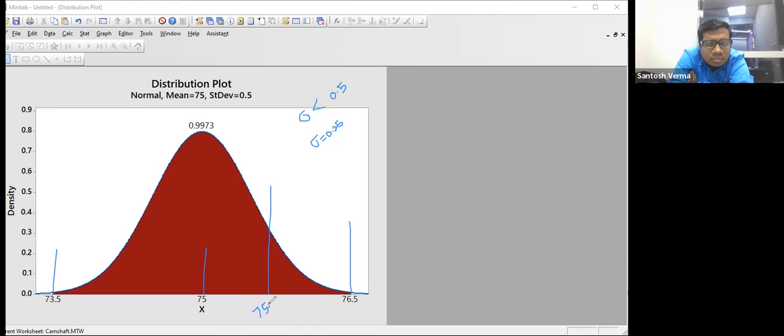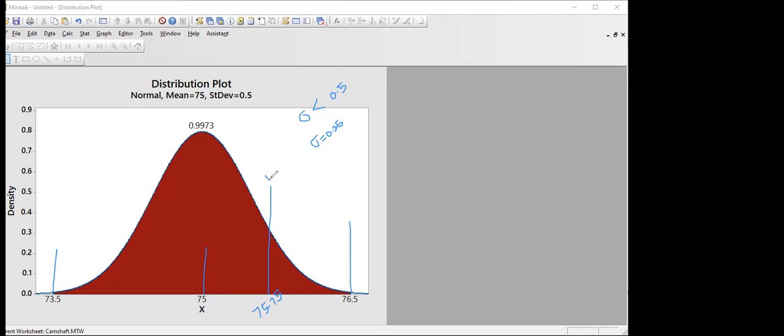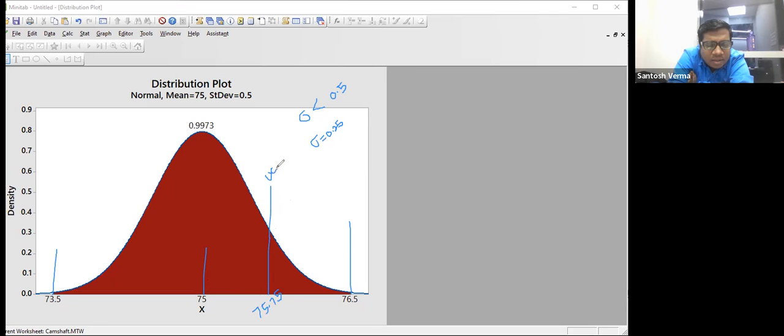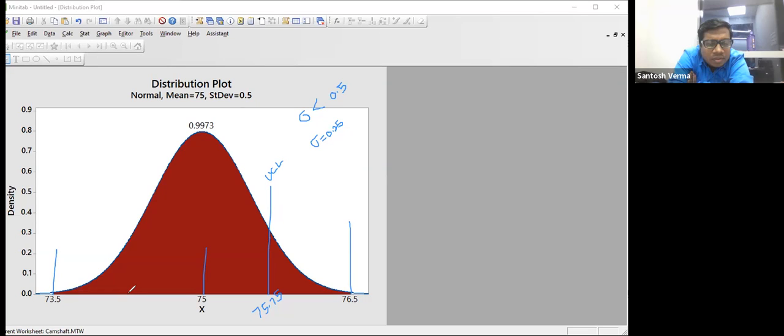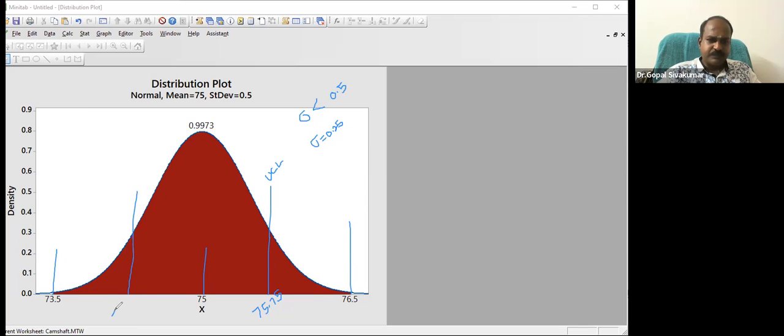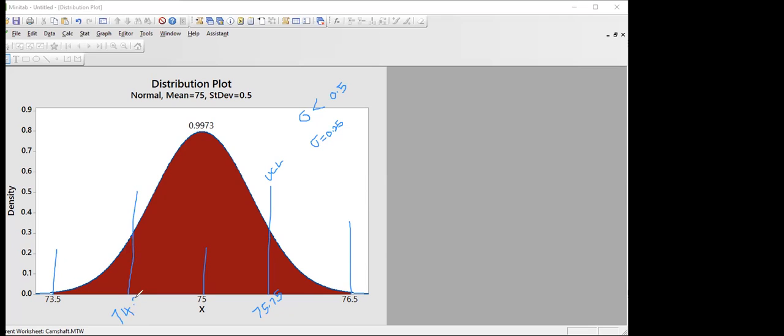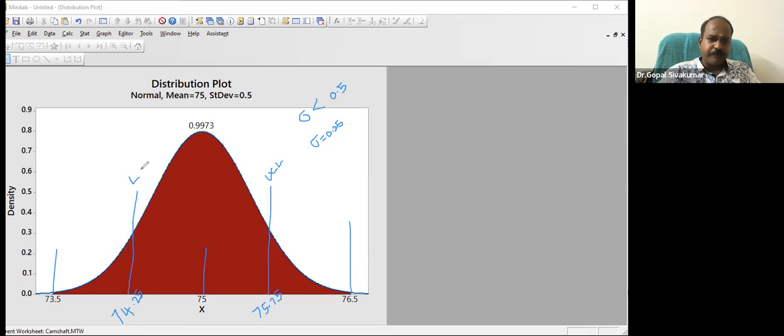What is this line called, 75.75? Control limit. Upper control limit. Similarly, I want to see my lower control limit. Move to the left by 0.75. Now what will be this point? Value? One of you tell me. Lower control limit. Now what is the value? 74.25. Are you sure? Yes, sir. Yes, very good. 74.25. Now this is lower control limit.